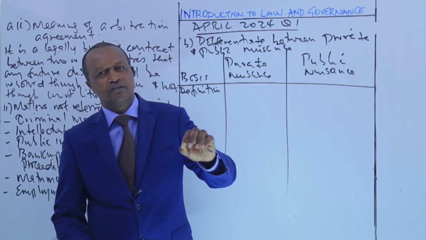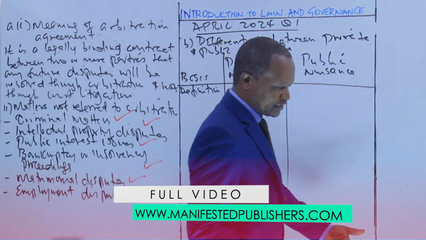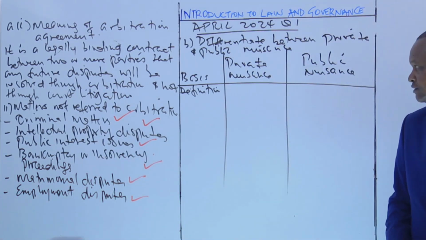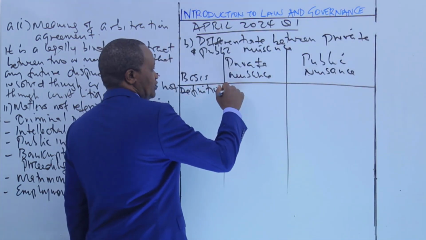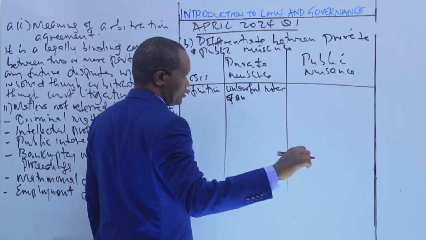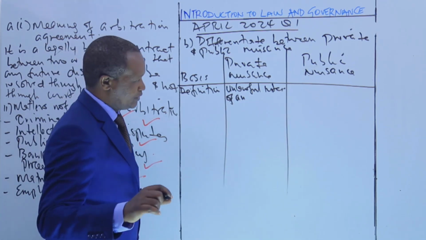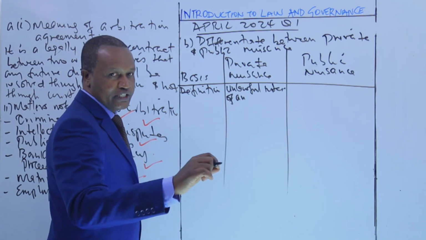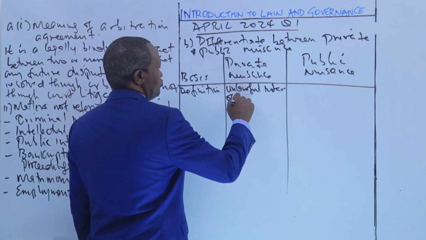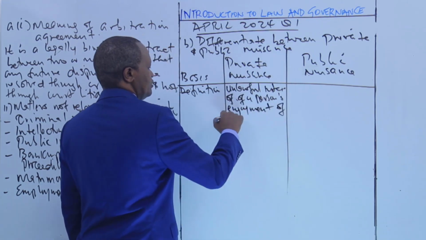Do you understand? Private nuisance is an unlawful interference. Being a nuisance is to unlawfully interfere with a person's enjoyment of their right. You understand? It's unlawful interference of an individual's enjoyment of right. Private nuisance, I repeat, is an unlawful interference with a person's enjoyment. Okay? Interference of a person's or an individual's enjoyment of some right.